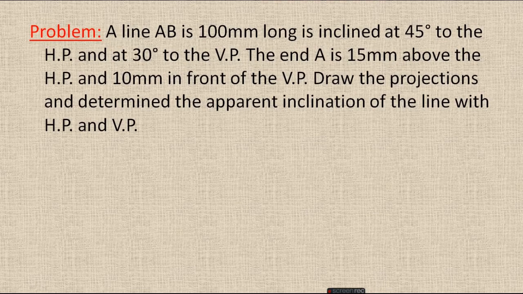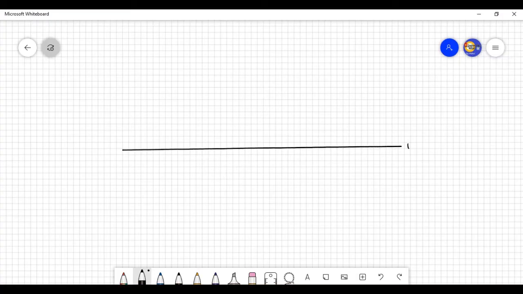So this is the problem statement, where we have a line AB which is 100 mm long and inclined at 45 degrees to the horizontal plane and 30 degrees to the vertical plane. The end A is 15 mm above HP and 10 mm in front of VP. We need to draw the projections and find the apparent inclination angles of the line, as well as HT and VT, which we will look into at a later stage. So let's solve this problem.